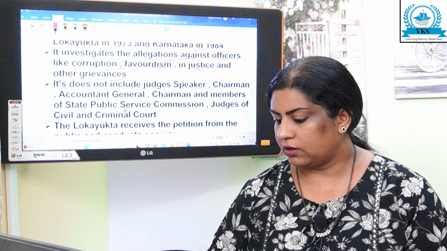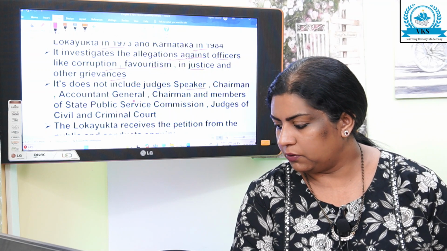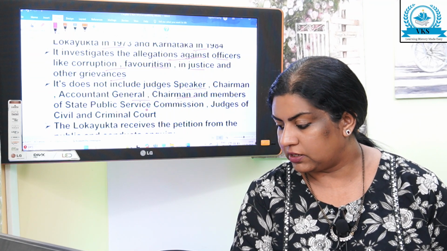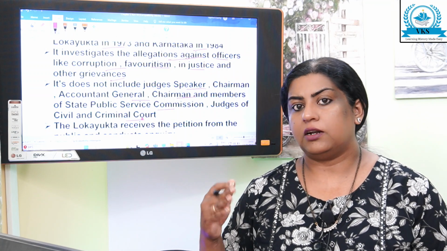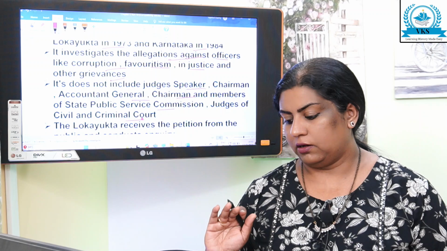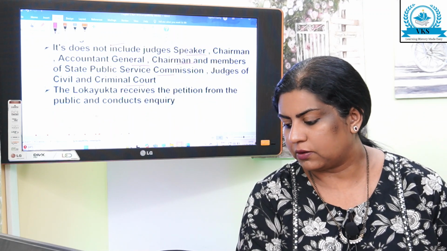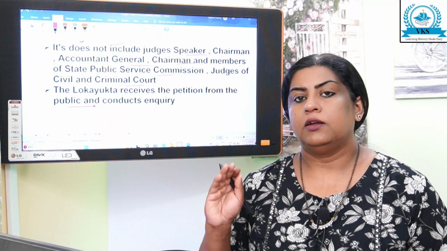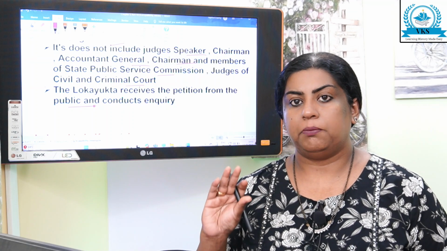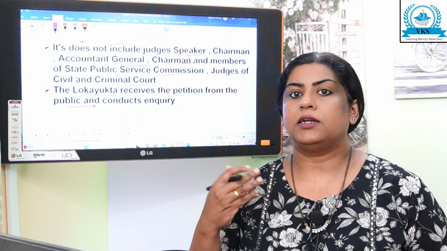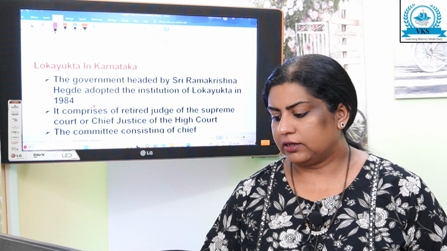It does not include judges, speaker, chairman, accountant general, chairman and members of State Public Service Commission, judges of civil and criminal court. These are not included in the Lokayukta. It receives petitions from the public and conducts enquiry. So, regarding Lokayukta, the petitions are received from the public and based on that complaint, it starts conducting enquiry.